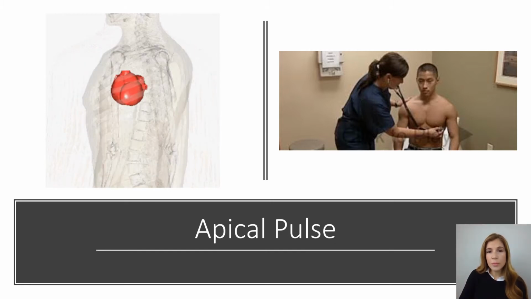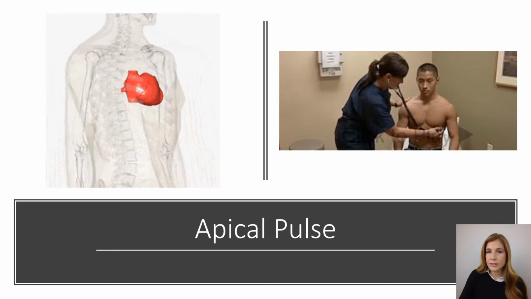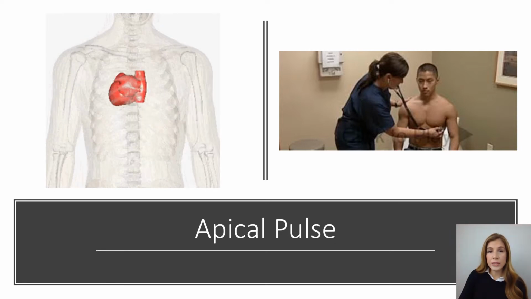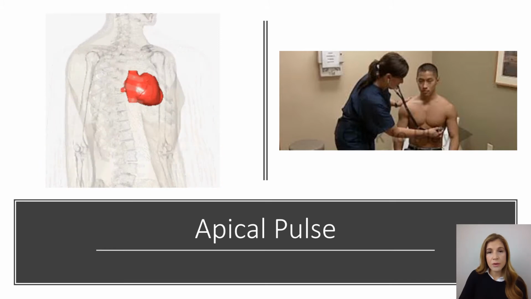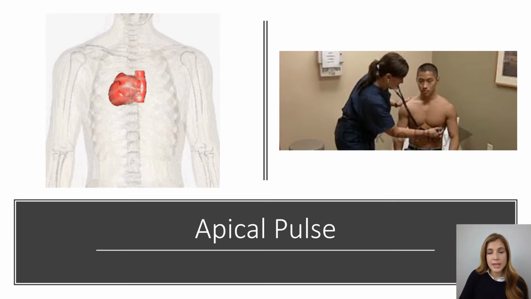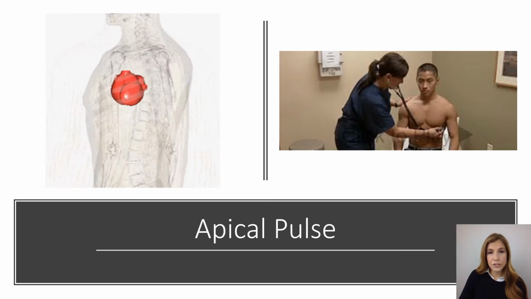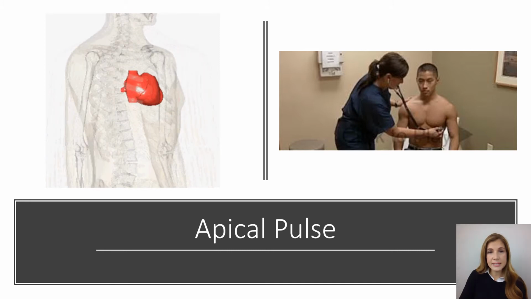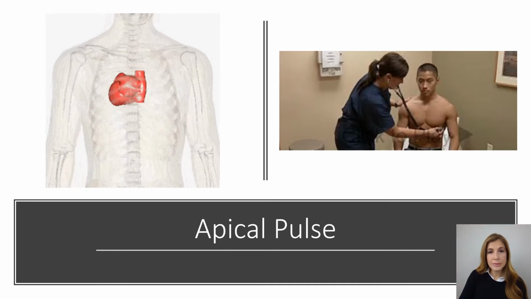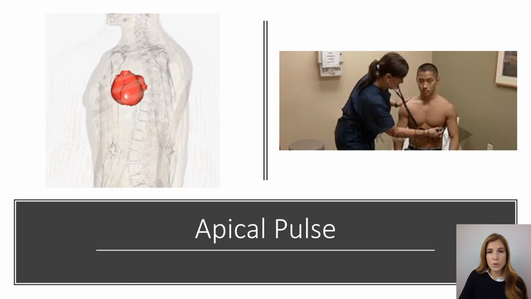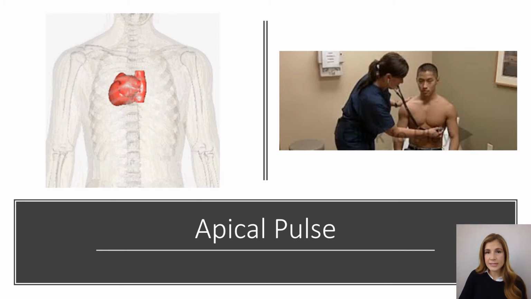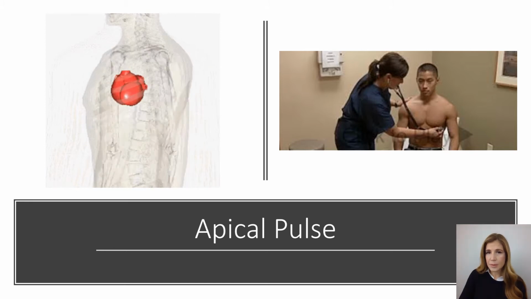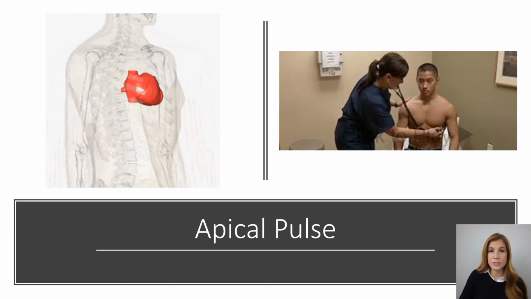So an apical pulse is generally not felt. It's generally only auscultated, which means you're listening to it with your stethoscope. Now, in very thin individuals or in babies, you can actually visibly see their apical pulse, but with most individuals, the abdominal fat is covering the apical pulse and you're unable to see it. You'll just be able to hear it.